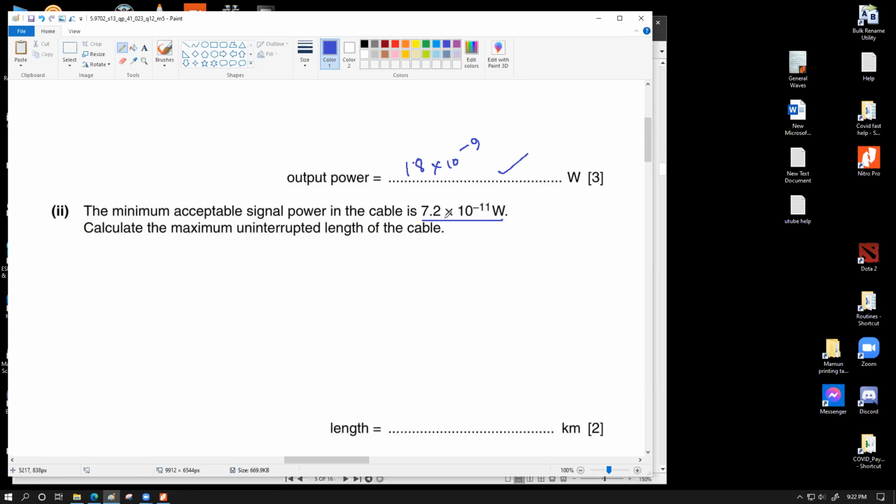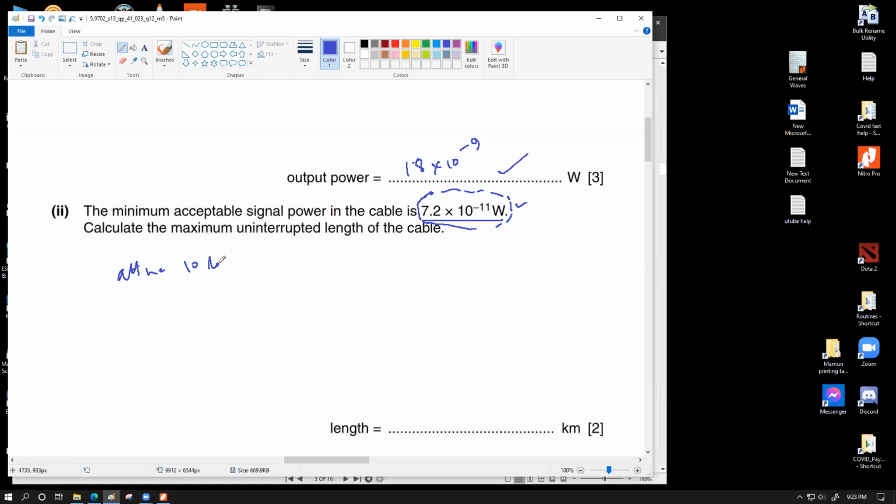So as you send in from the input location, the signal strength is going to decrease. Whenever it decreases to this value, that is the point where you must place an amplifier station. You can choose to place it earlier than that, which is good, but you cannot place it lower than that because this is not recommended. So we're trying to find out the maximum uninterrupted length. So what we're going to find out is, if this is the output power, how much attenuation are we going to have? So first we calculate that value.